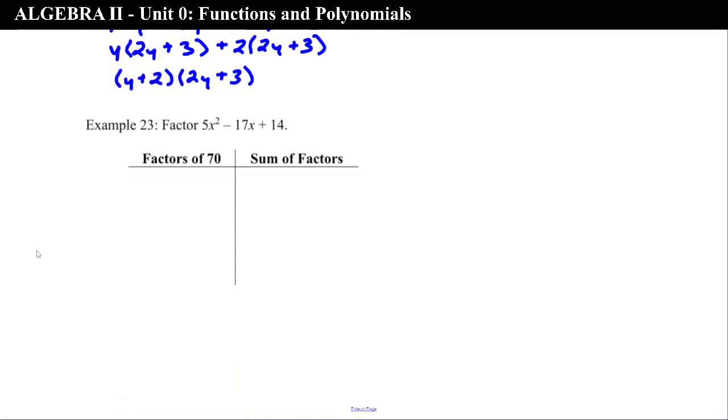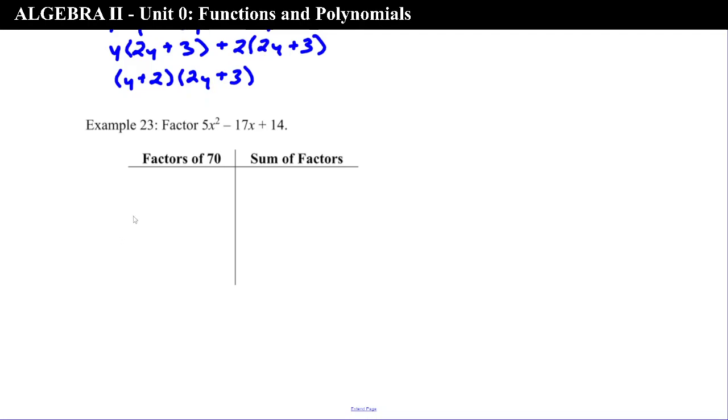So let's do another example of this. Let's find the factorization of 5x squared minus 17x plus 14. Well, when we do this, we want to multiply 5 and 14. When we do, we get 70. So we're looking for the factors of 70 that add to give us negative 17. Okay?